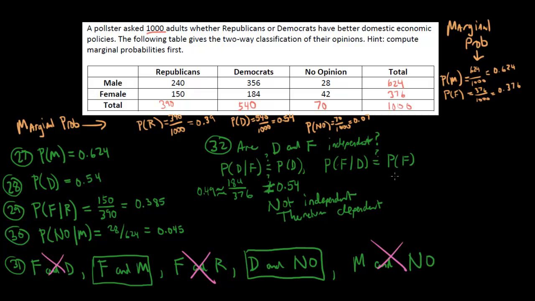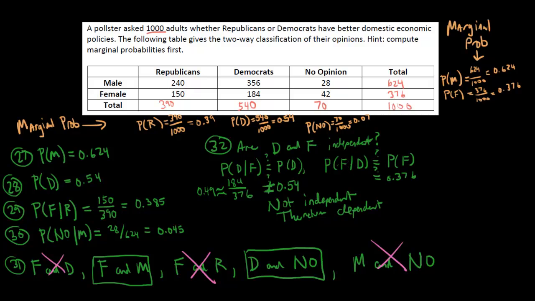Now we can do this one right here too. Let's see, what's the probability of being female? Okay, that's a marginal probability right there. We already calculated that, 0.376. So let's put a question mark there still. Now what's this marginal probability? Now notice, these two things are not the same necessarily. It's possible, but they're not necessarily.